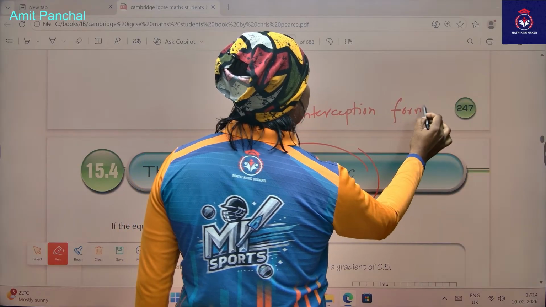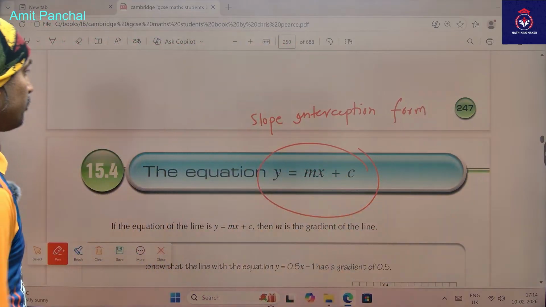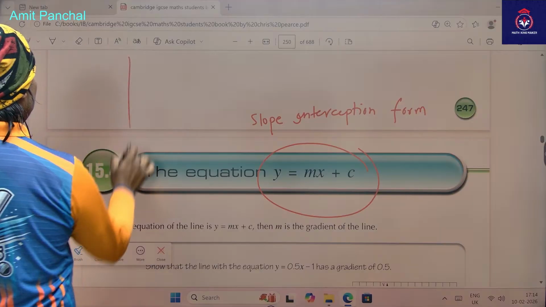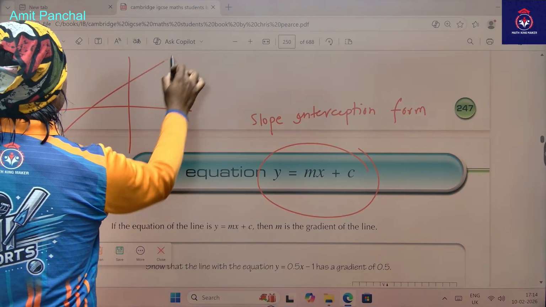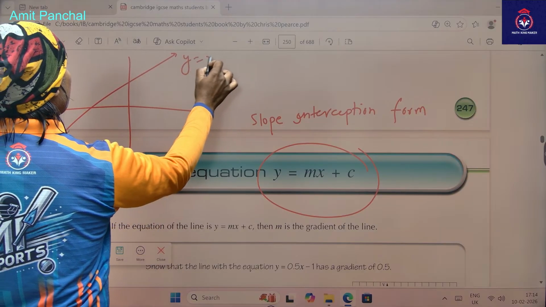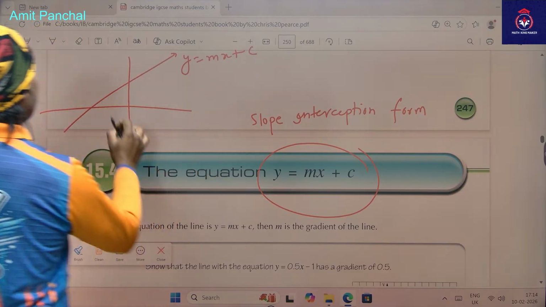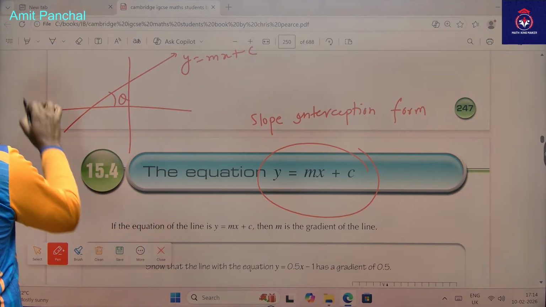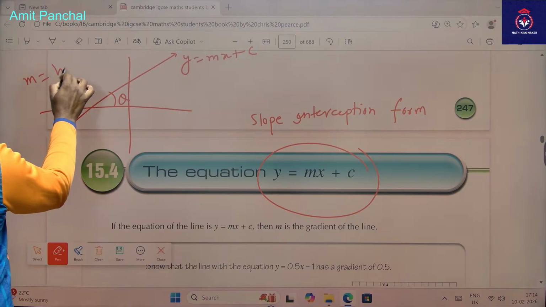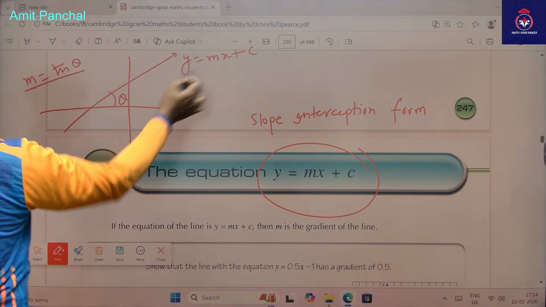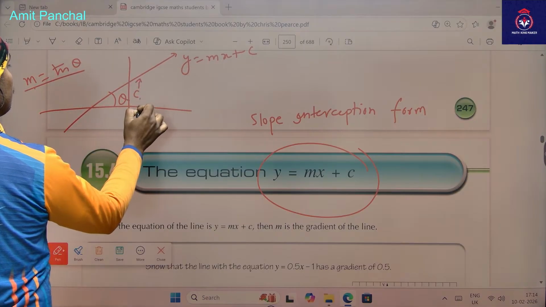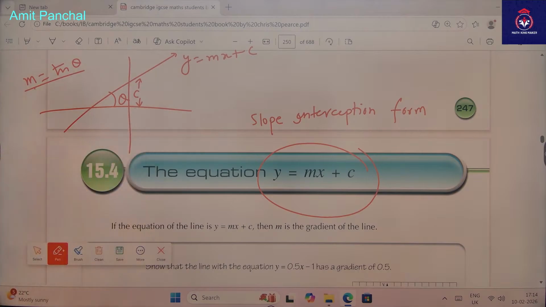This form of straight line is said to be slope intercept form. And what is the slope? It is like this: y equal to mx plus c. This one is theta, and your slope is m. M is equal to tan theta. And what is c? C is the intercept made on the y axis.